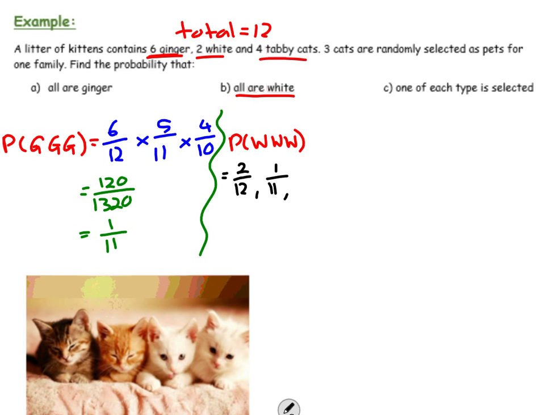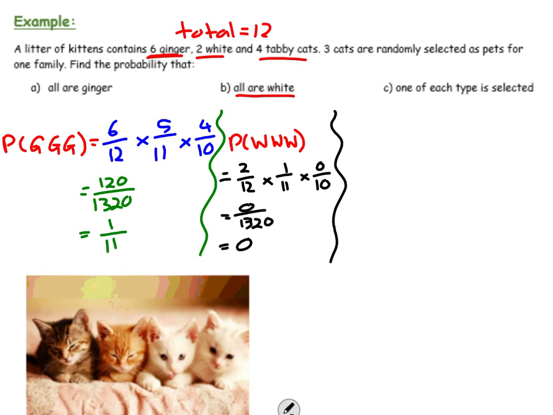I don't know why I'm doing commas again. So 2 in 12 to begin with, multiplied by 1 in 11, multiplied by 0 white cats in 10. If you multiply the numerators and the denominators in this case, you'll get 0 over 1320, which of course is just equal to 0. So there's a 0 chance that all cats will be white. It does make sense, because if you've only got 2 white cats, you can't get 3 cats that are all white, because there's only 2 white ones in the litter.